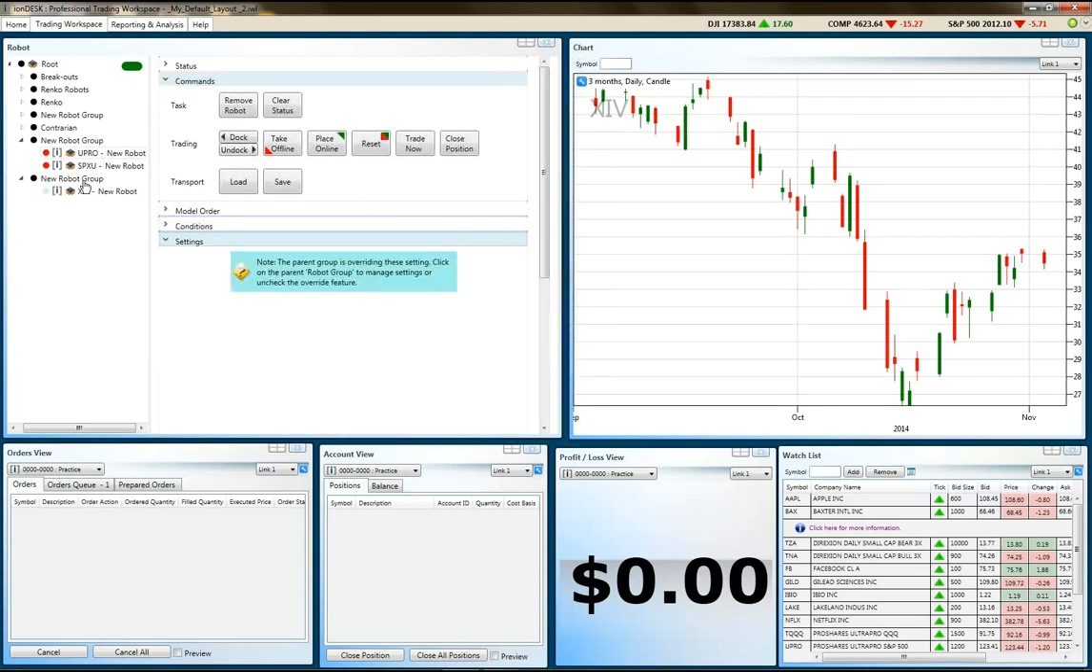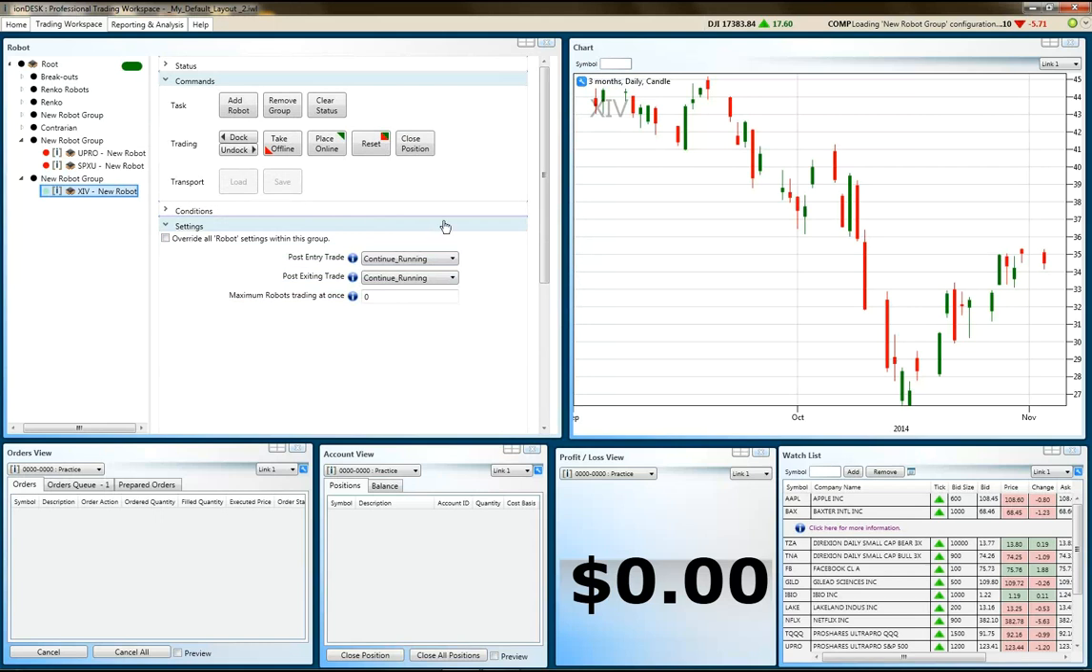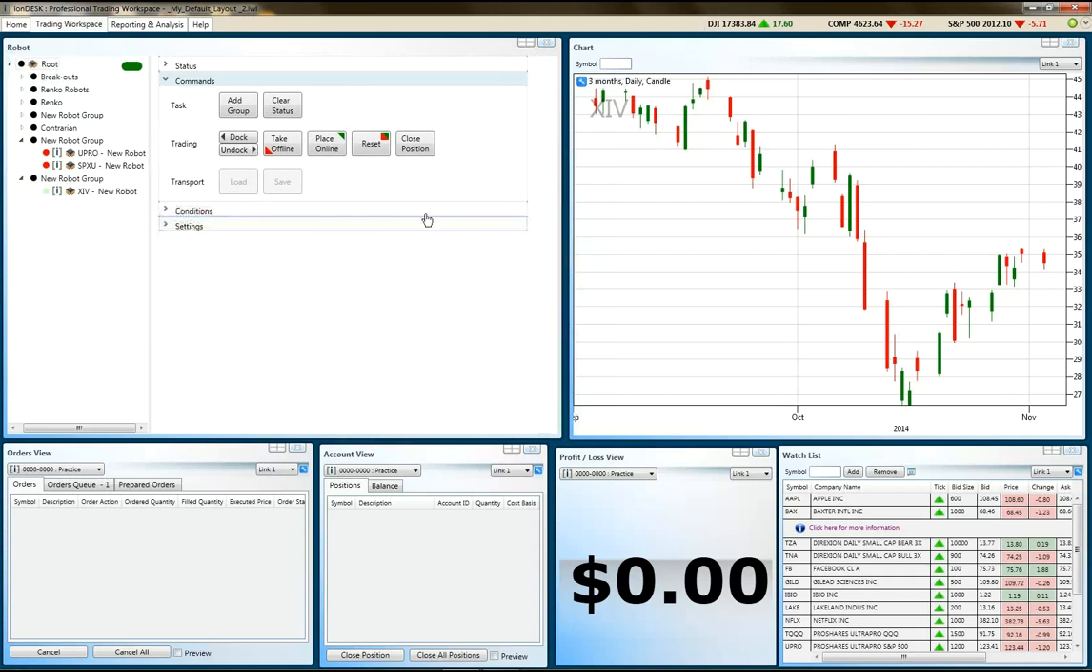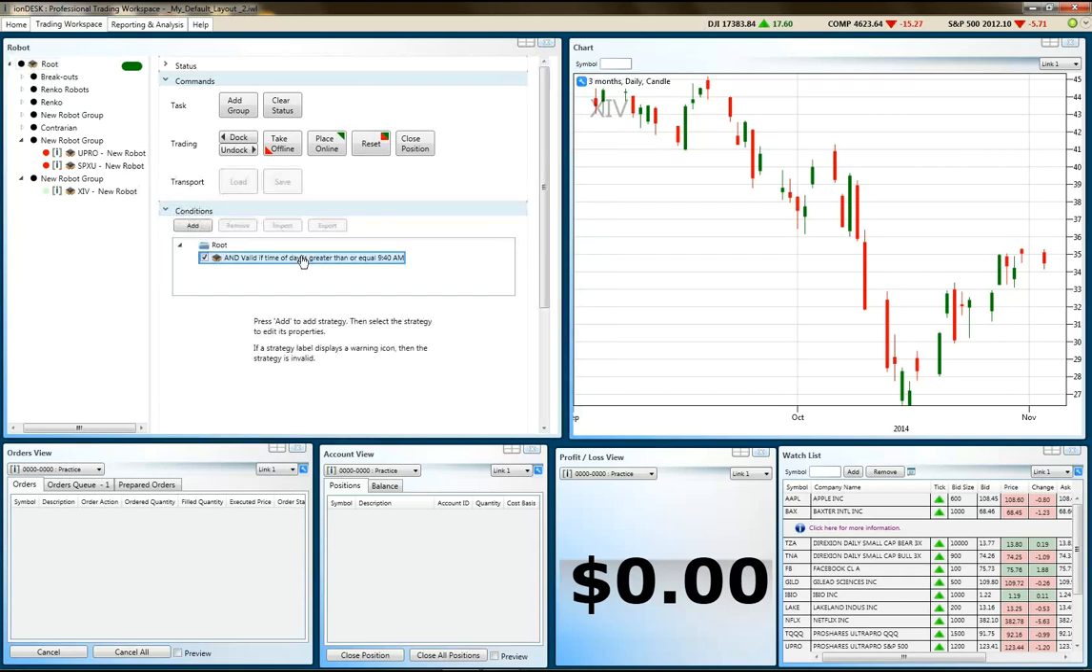There are other settings here. Let me go to the robot level. Now there are settings at every level. I'm going to show you what I keep at my root level. At the root level, I have a strategy that I apply to just the management of the root. And what I'm saying is if the time of day is greater than 9:40, then all of these robots have the ability to trade.